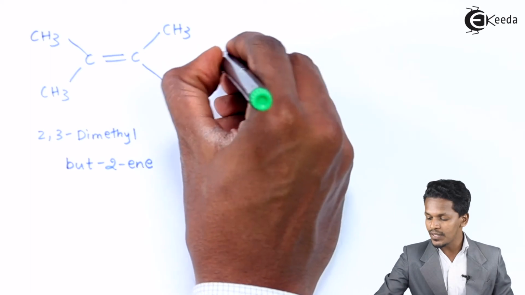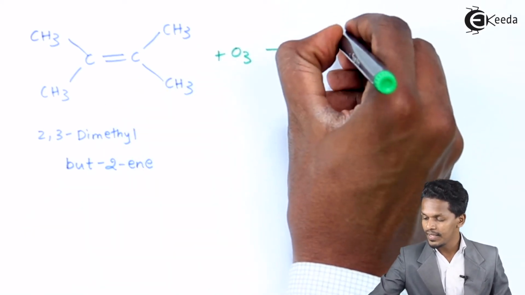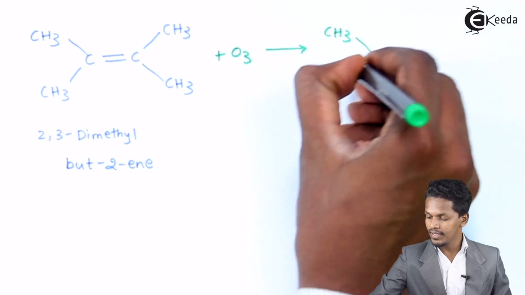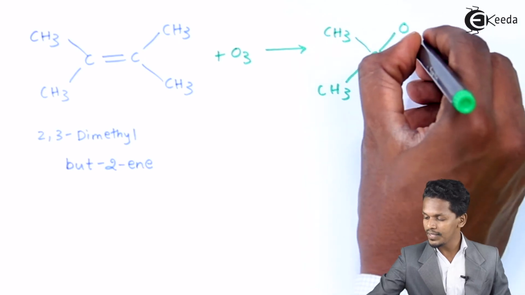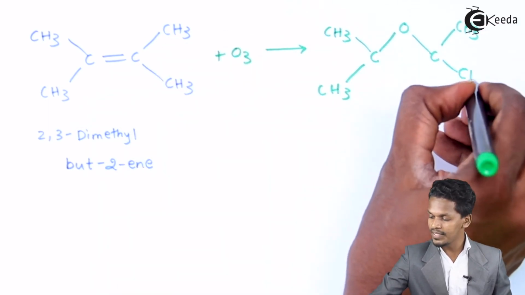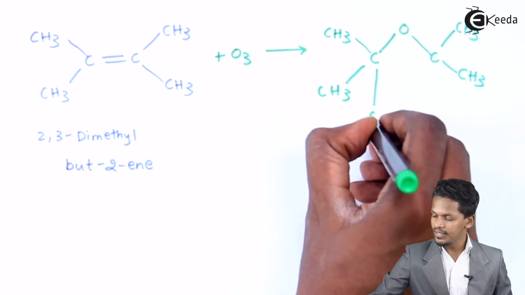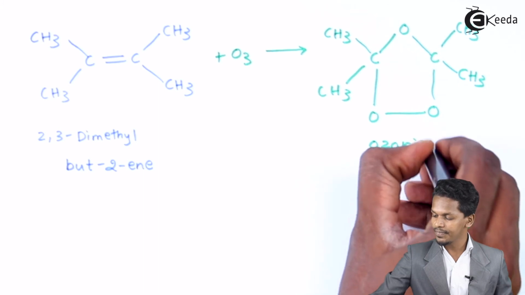So whenever it reacts with ozone, the product that we could form over here is CH3, C, here it will be CH3, and here there will be oxygen, CH3, and even here also it will be CH3. So this is the ozonide that has been formed over here. So this is nothing but ozonide.